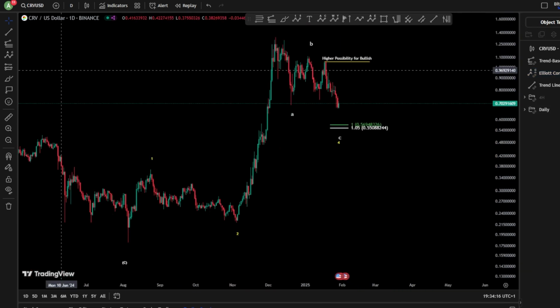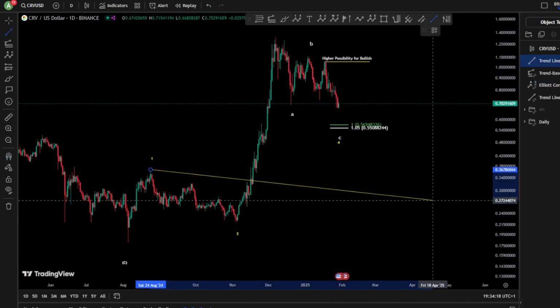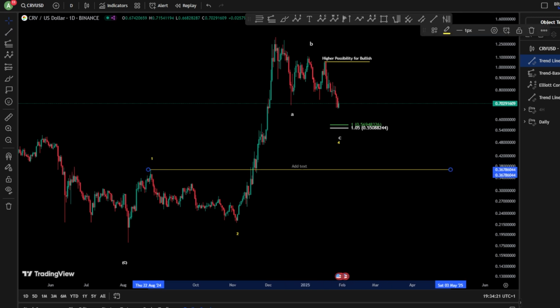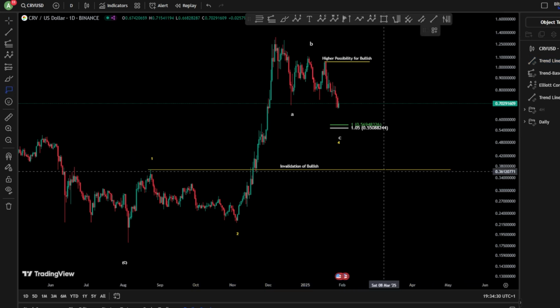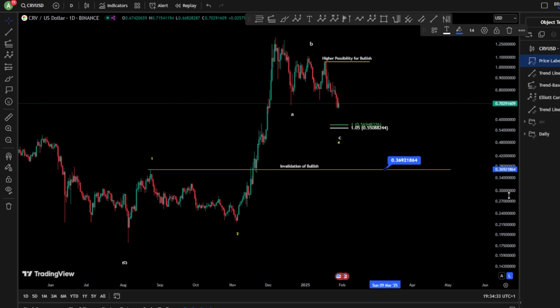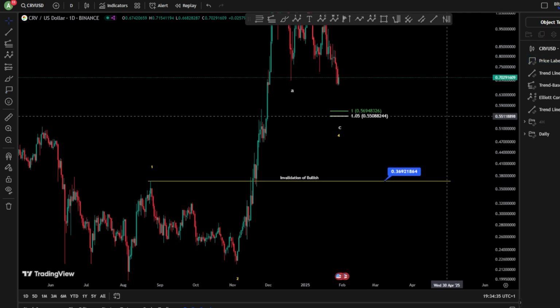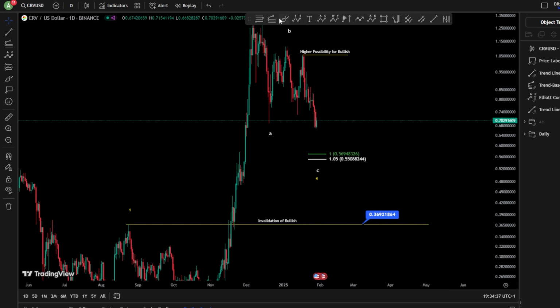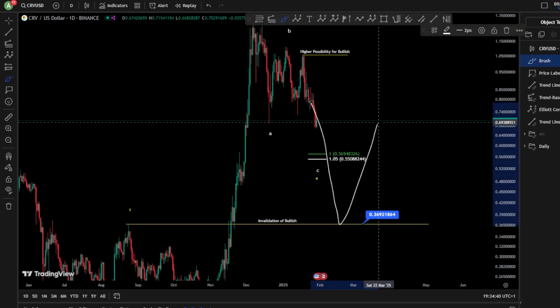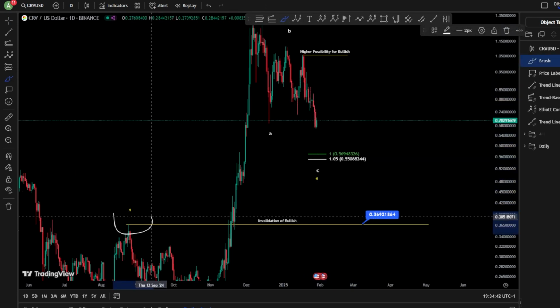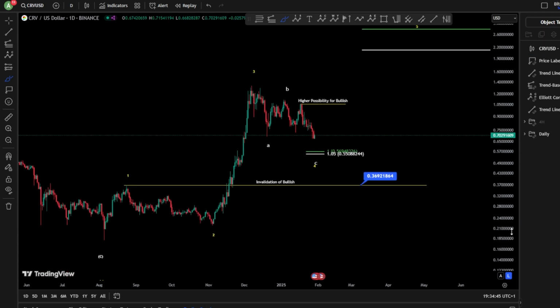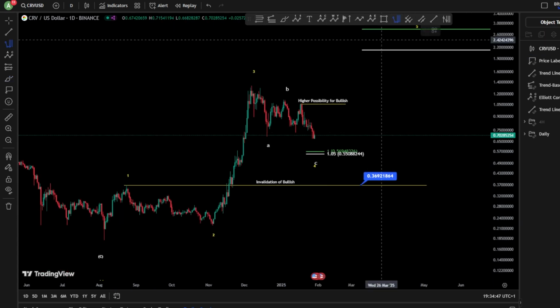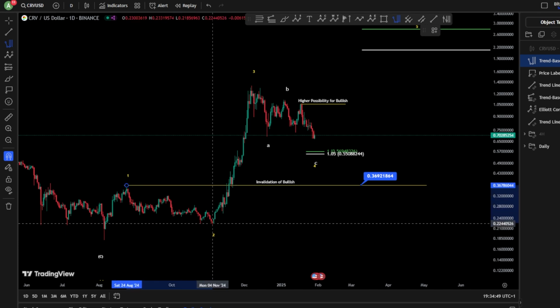Your invalidation for this bullish scenario, of course, is this point exactly. So here you have the invalidation of the bullish scenario, which is at the price exactly 0.36 or 0.37, let's say, cent. Of course, this will invalidate your bullish scenario, because your wave 4 will interfere with your zone 1, which is not allowed.